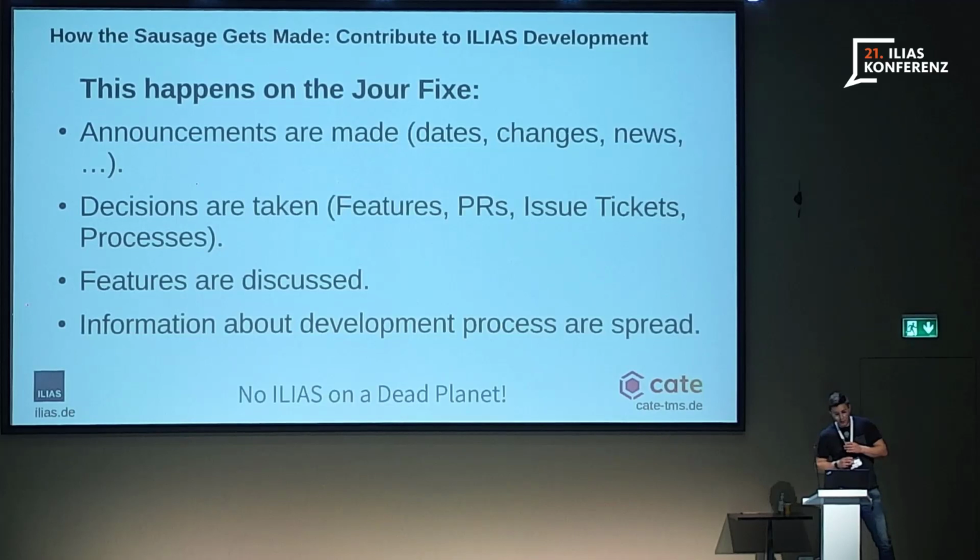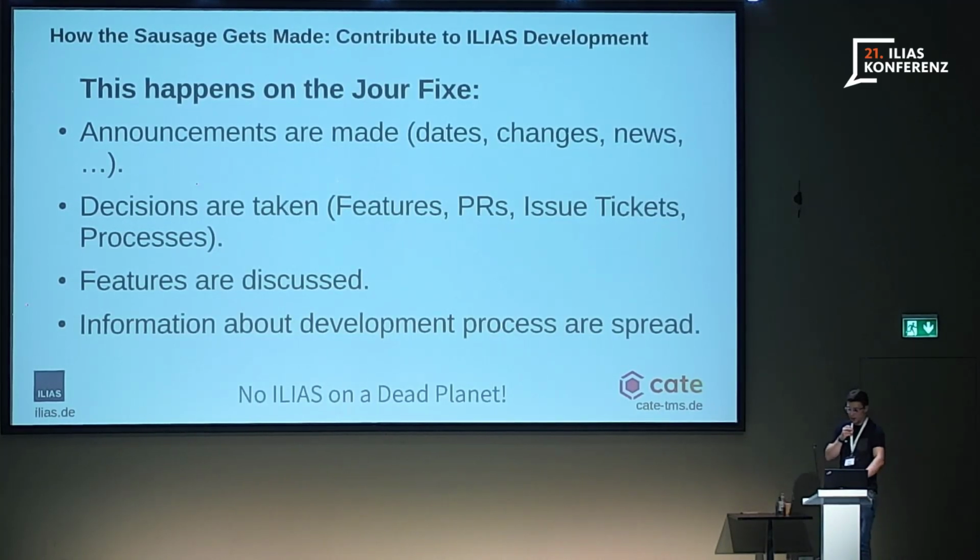A quick wrap up about what happens on the Jufix: we make announcements there, like some dates for feature workshops, like news, someone is a new maintainer or stuff like that. Of course, decisions are taken, also about the PRs that Vincenzo talked about on GitHub. And we discuss features. Also, some information about the development process is spread, like how far we are in the testing, when the next release will be, and stuff like that.